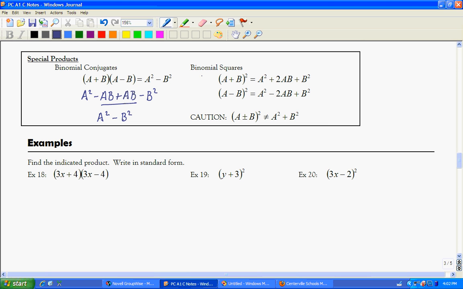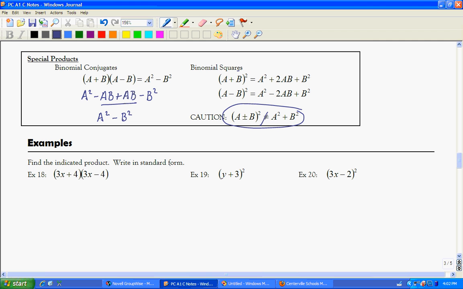Two other quick shortcuts. Binomial squares. So if you're taking a binomial and multiplying it by itself, it is not just a squared plus or minus b squared. That's what people tend to do, but you're missing that middle term. This does not work. Here is what we end up with: a squared plus 2ab plus b squared. If it's a difference of terms squared, you end up with a squared minus 2ab plus b squared. Those will just make some of the problems a little easier to solve.